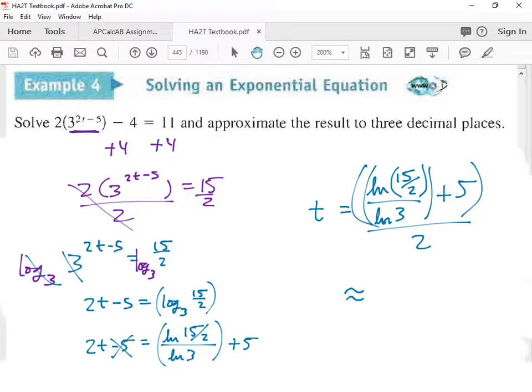What do we get? 4.33? 4.612? Is that right? I got 3.417. Oh, okay. 3.417. Did you round correctly? Yeah. That is your approximately correct answer.